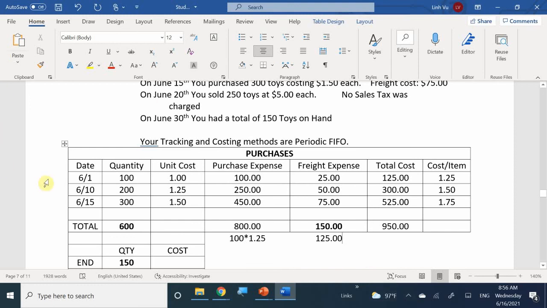Which batch are we going to take out from next? 200. We're going to take away from the 200, right? We're going to take all of it. Okay. Which is going to cost me a total of $300. Last but not least, right? So we have a total of 300 that we sold.